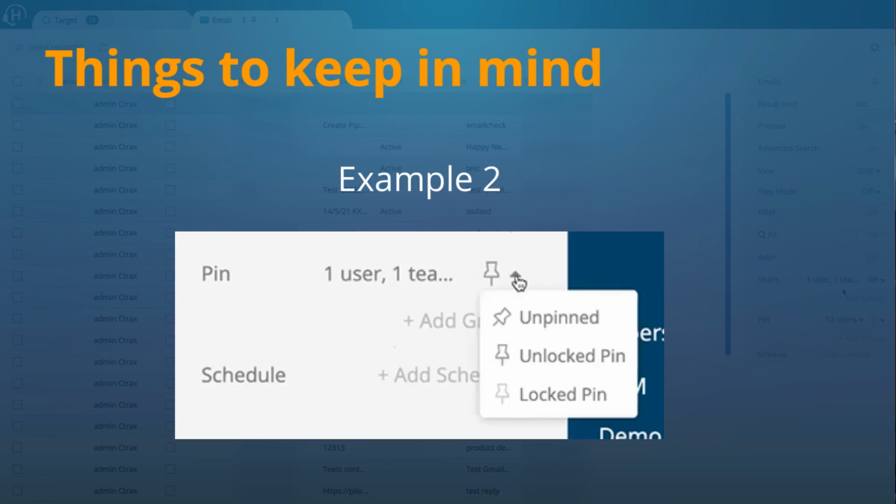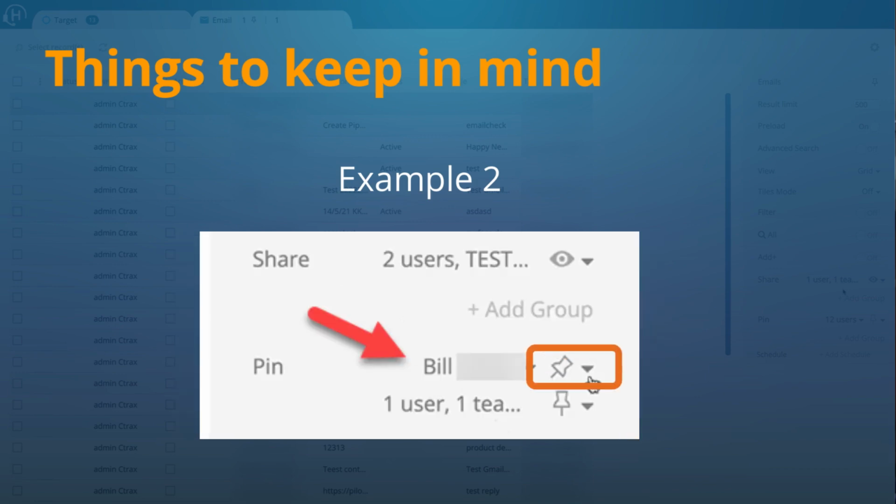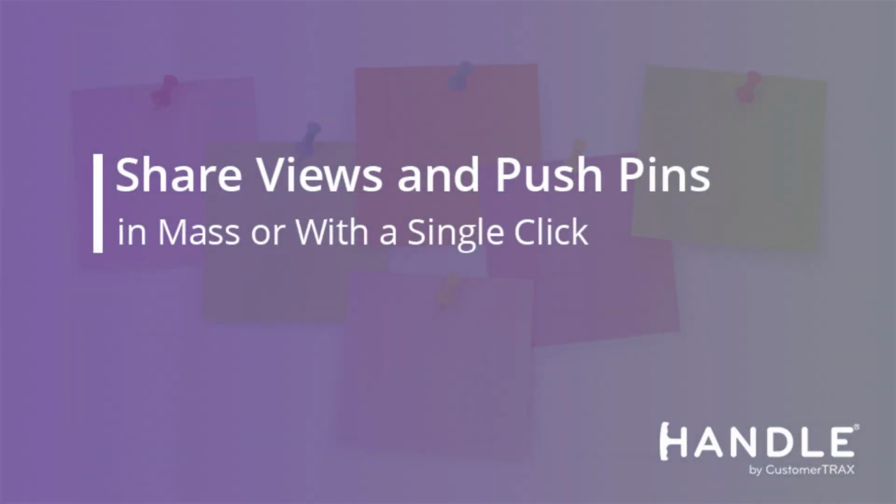Example 2 is Bill is in a group where the view is unlocked pin, and Bill selects unpin himself from the dashboard. The owner of the view will see Bill appear in an unpinned group the next time they log into the system. That's our overview of share views and push pins.